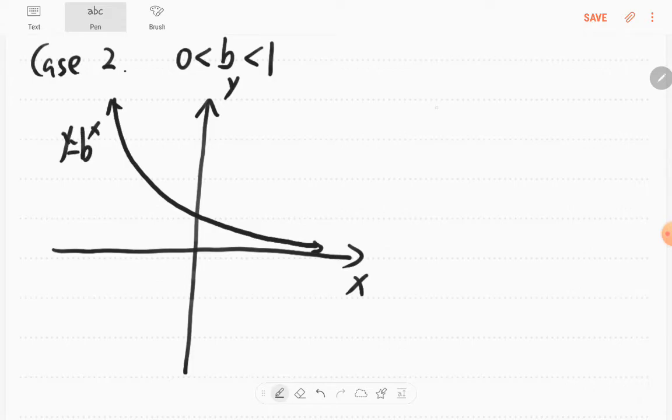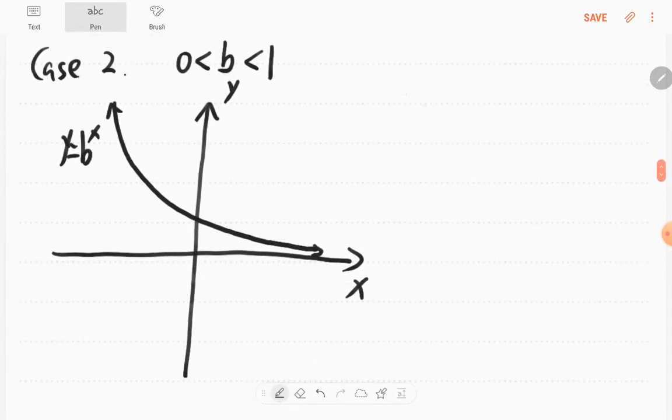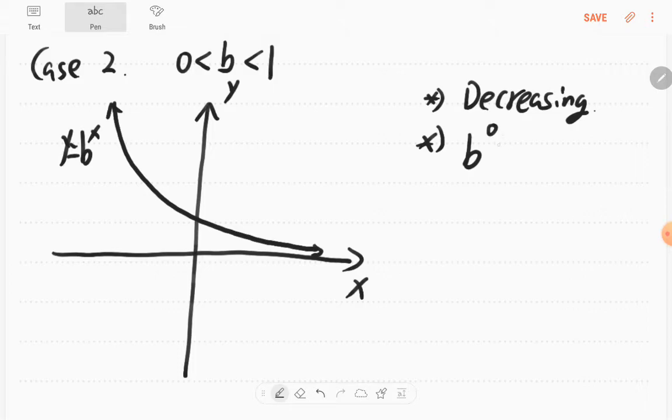So now let's look at some observations. The first one, this is a decreasing function, right? That means when x is increasing, the y values are decreasing. When x is increasing, the curve will go down, right? Second, when x equals 0, b to the 0, no matter what b is, is always equal to 1. So in other words, this point is the 0, 1 point.